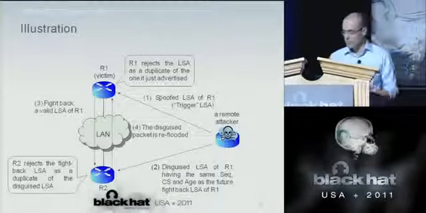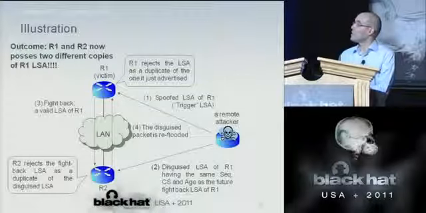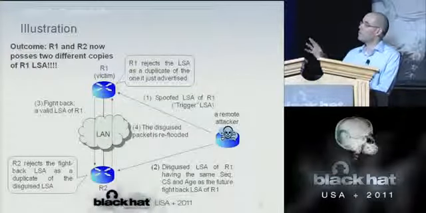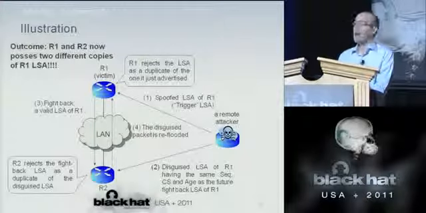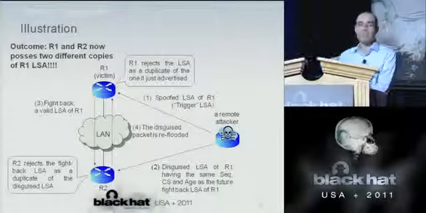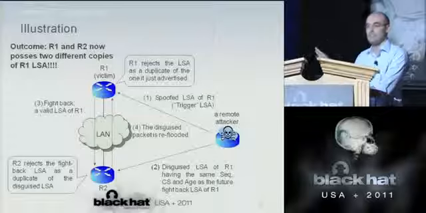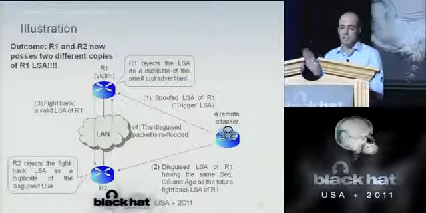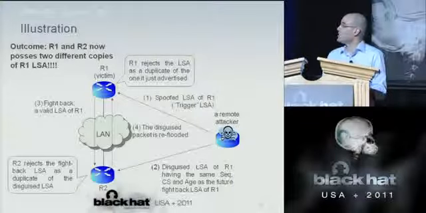So at this point, we actually have a persistent state in which R1 and R2 now possess two different copies of the R1 LSA. R1 has the valid content, the valid LSA, and R2 has a totally different LSA. And this state is persistent. No more fightbacks, and it just remains that way.